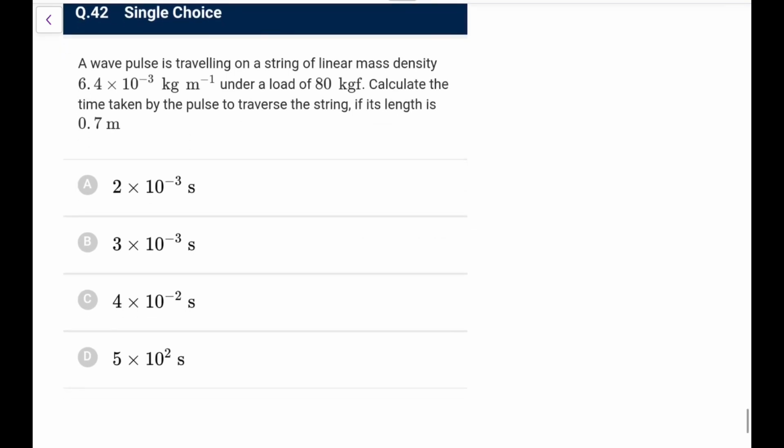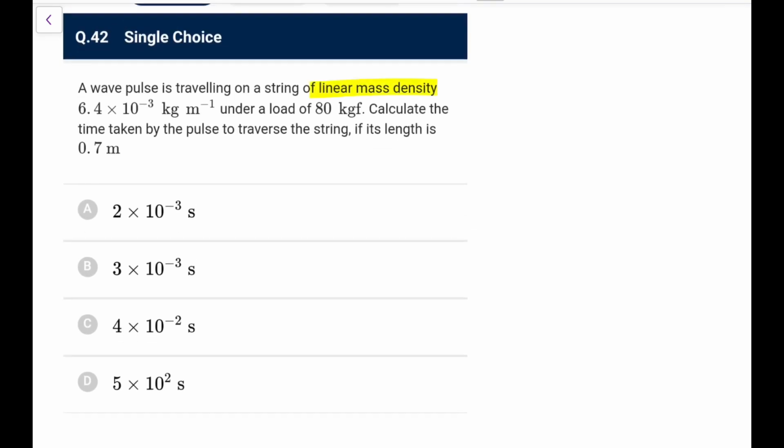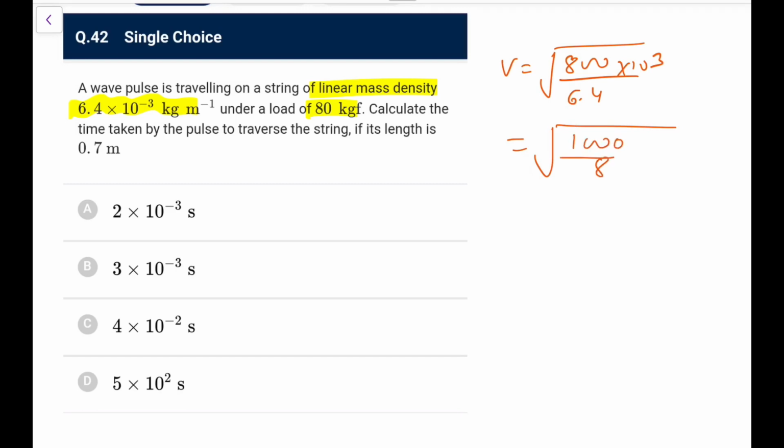A wave pulse is traveling on a string of linear mass density 6.4 times 10 to the power minus 3 under a load of 80 kilogram force, that means 800 Newton. Just remember this. Calculate the travel time for a given length. We know v is root T by mu, that is 800 by 6.4 times 10 to the power 3. So it becomes 100 upon 0.8, or I can write 1000 upon 8 into 1000. So it comes out as 1000 divided by root 8 meter per second.